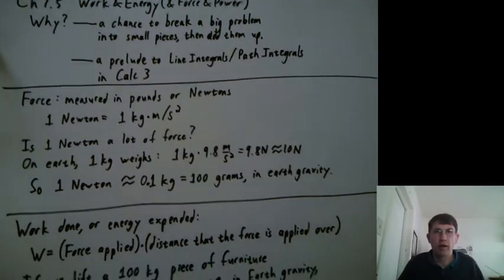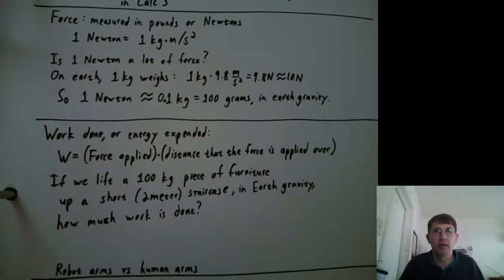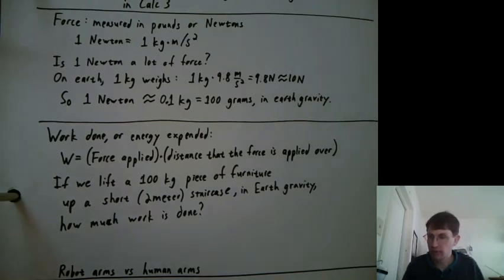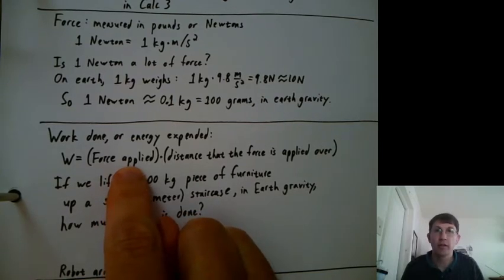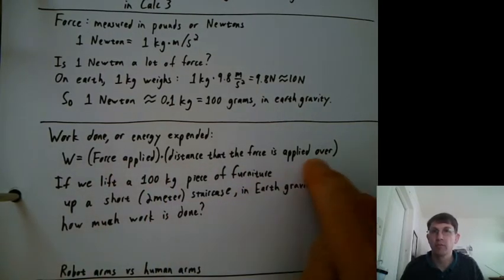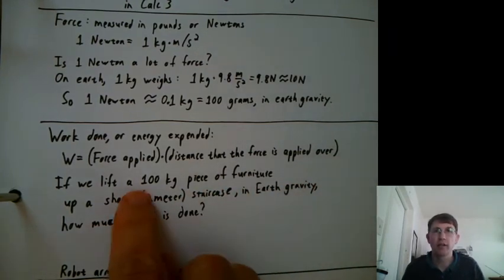Let's talk about how much work it takes to move things around, or how much energy we expend in doing it. There's a physics definition that the work it takes to move something is the force applied to it times the distance that you're moving that thing. Not the time spent moving it, but the distance. And I'll let your physics professor explain more about that. Let's take a quick example.